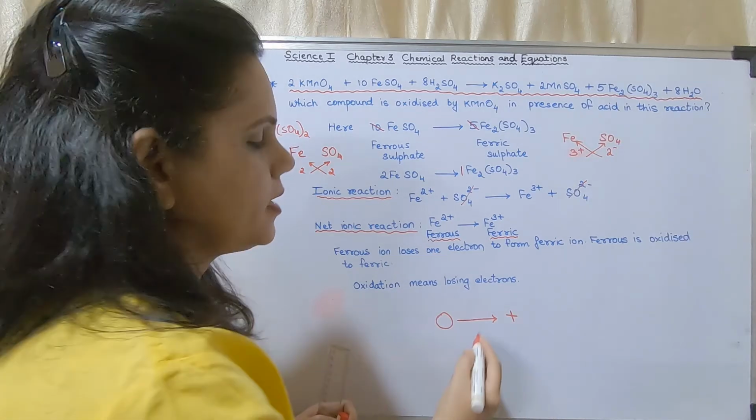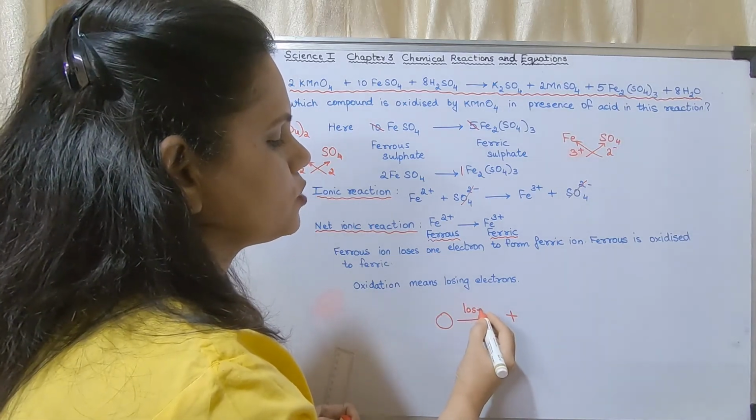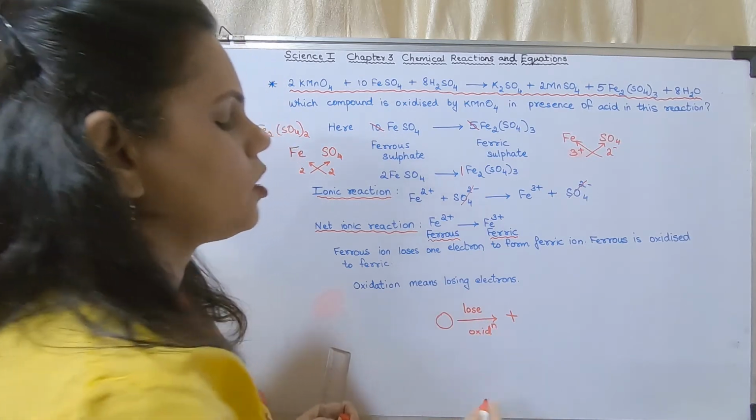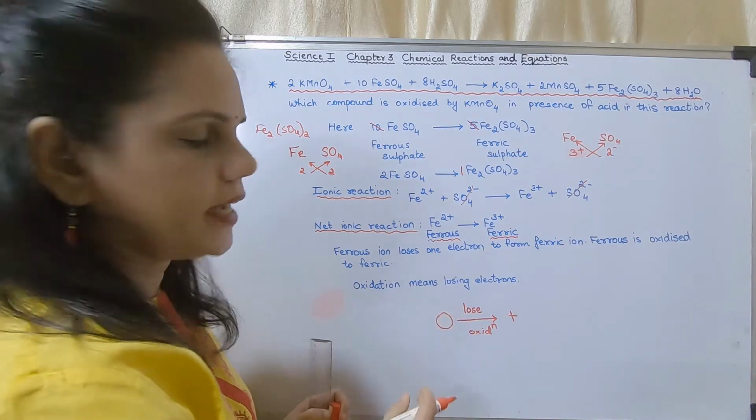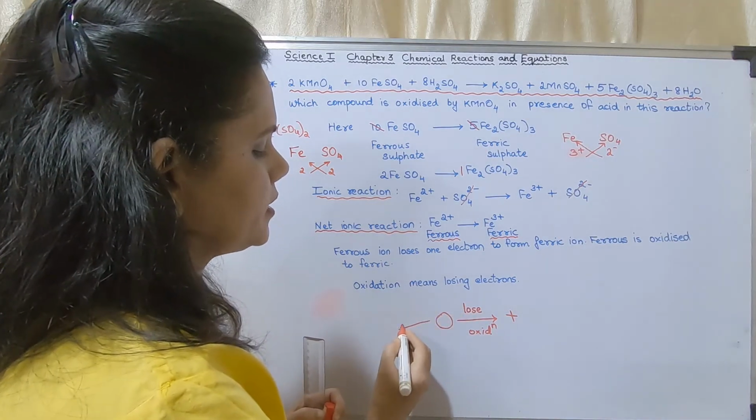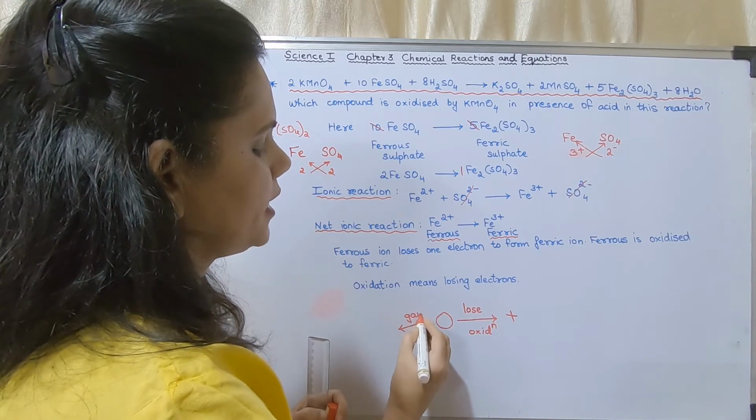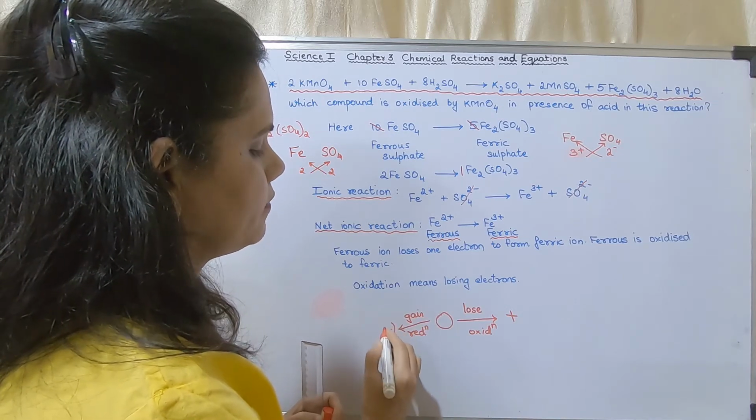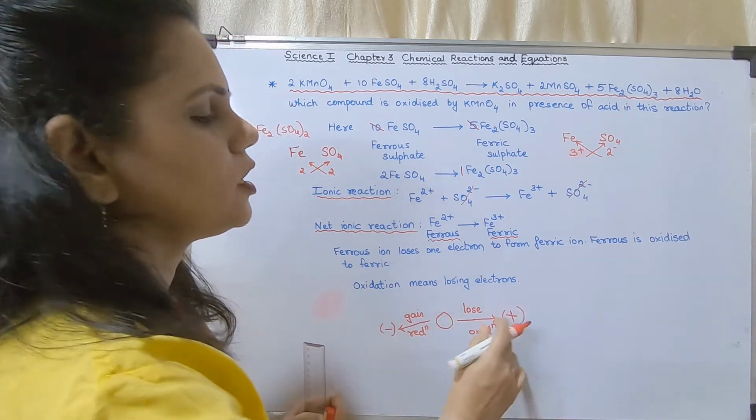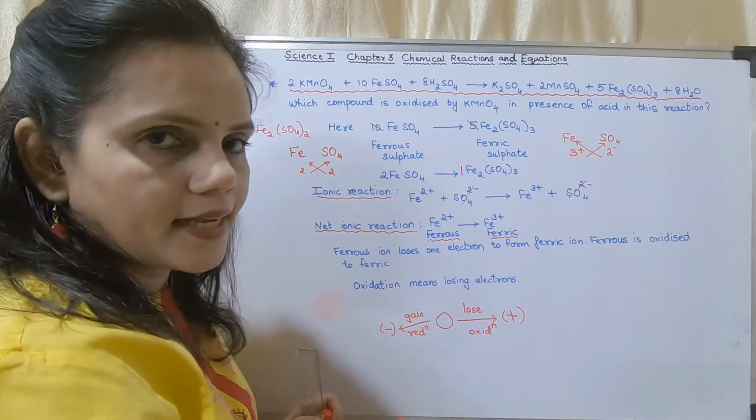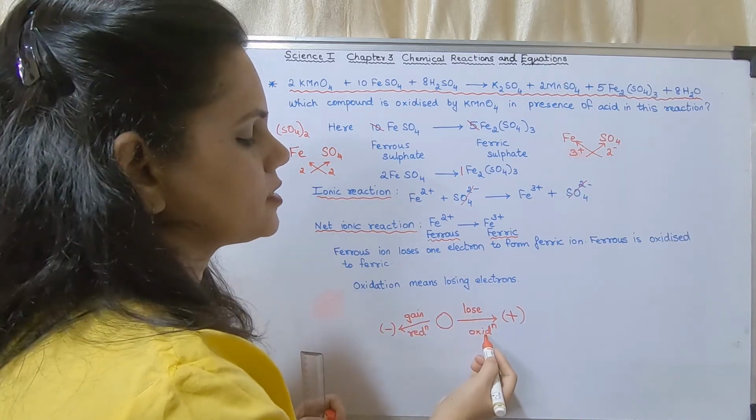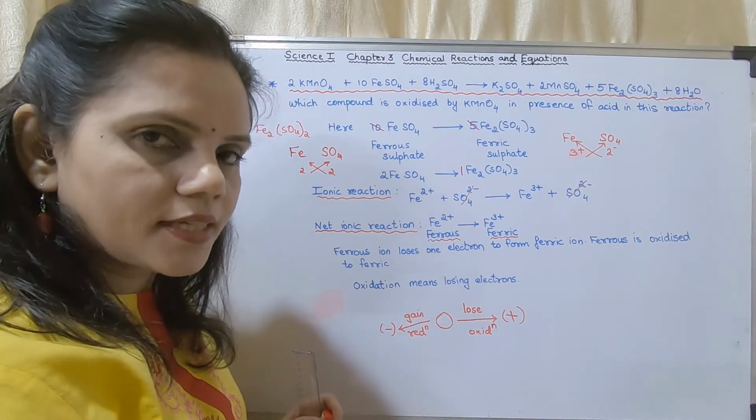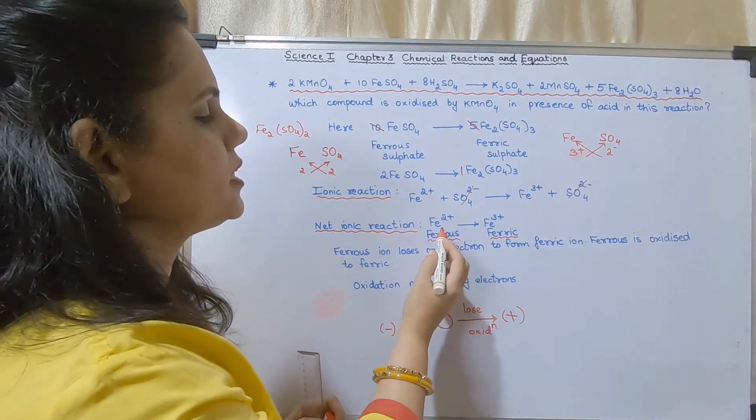0 to plus means it is losing electrons. That is said to be oxidation. So oxidation is losing electrons, and when you gain electrons, it is reduction. That means towards negative. So positive means losing electrons, negative means gaining electrons. Losing electrons is oxidation. Gaining electrons is reduction.